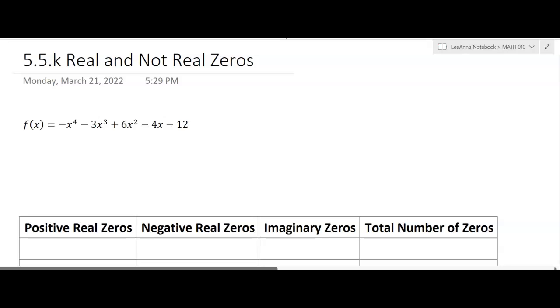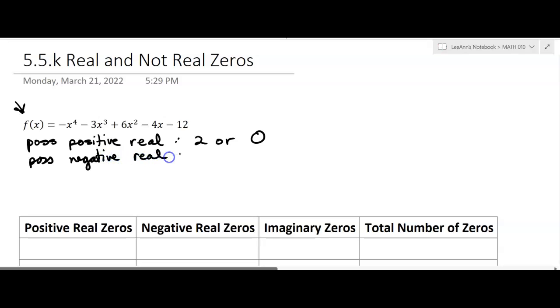Okay, so in our last video, we had a polynomial function, and we were to figure out how many possible positive real zeros and negative real zeros there would be. And if you remember, for possible positive real zeros, we said there's either 2 or 0. And for possible negative real zeros, we said there were either 2 or 0. Okay, and we did the sign change. We applied Descartes' rule of signs to get those numbers.